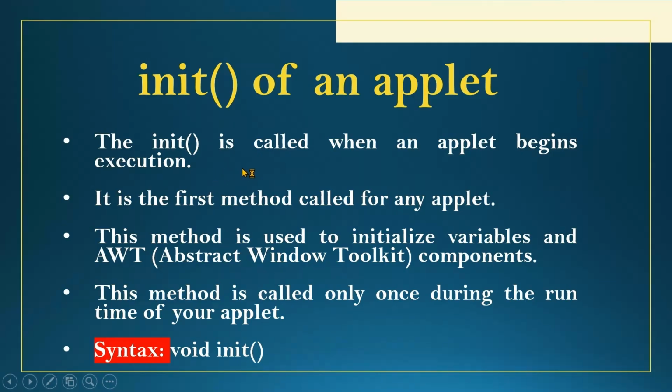And here in this init method, we can initialize some variables or components like labels, radio buttons, checkboxes, and other components. It is the first method called for any applet because the lifecycle starts from the init method. This method is used to initialize variables and AWT, that is Abstract Window Toolkit, components. So as I was listing, labels, buttons, checkboxes, radio buttons, list boxes, there are so many components which come under the AWT.